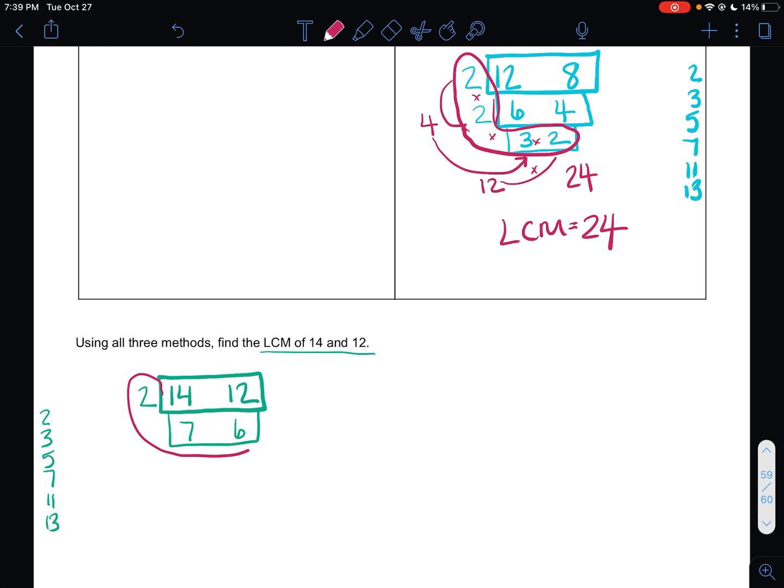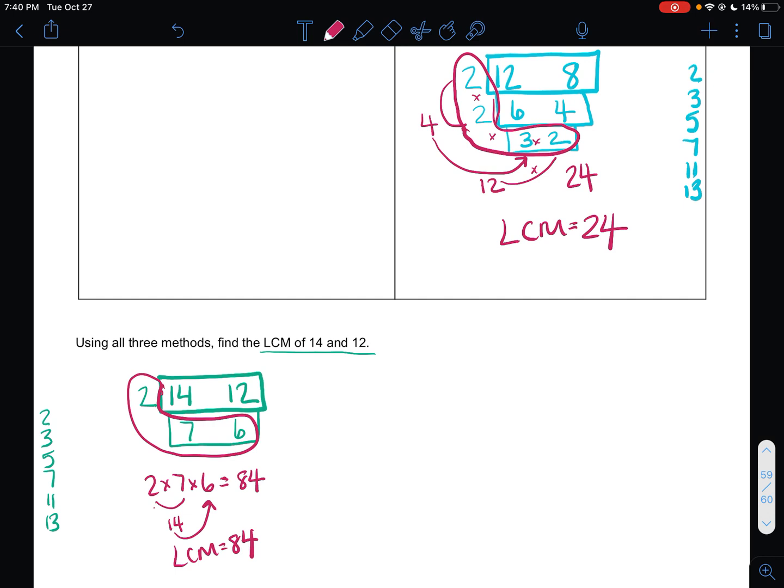So I'm going to multiply the outside number and my bottom layer of cake, make an L. So 2 times 7 times 6. 2 times 7 is 14. 14 times 6 is 84. So the least common multiple is 84.